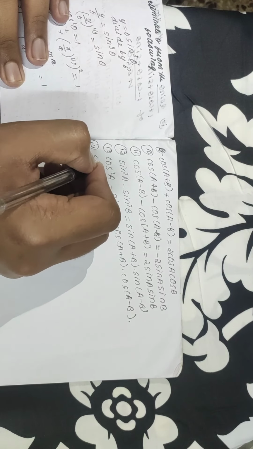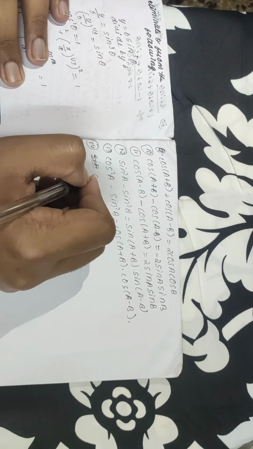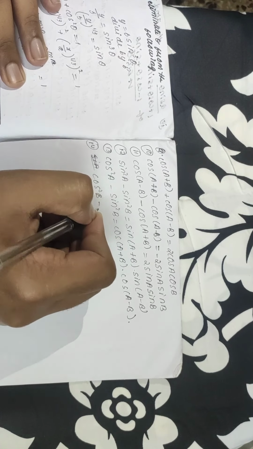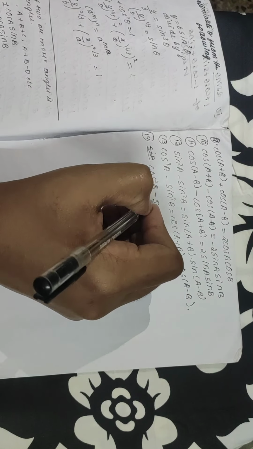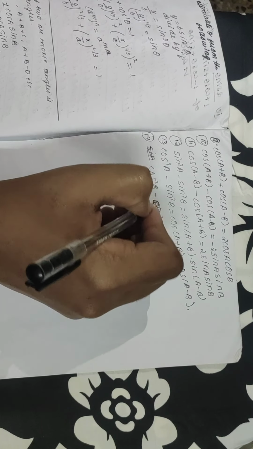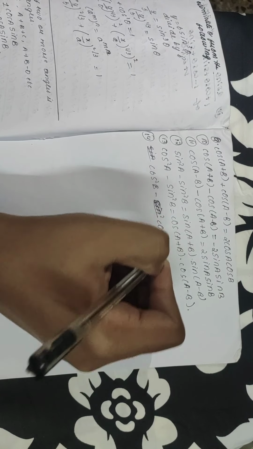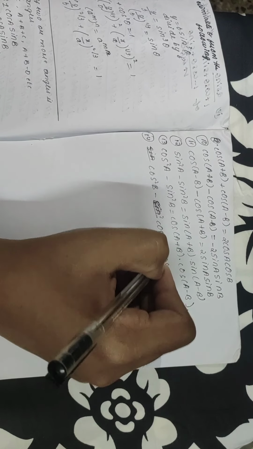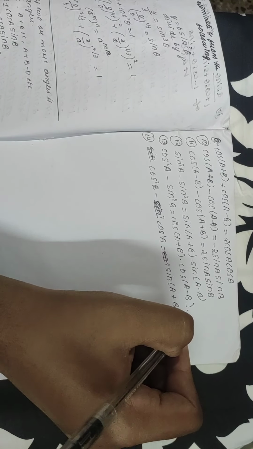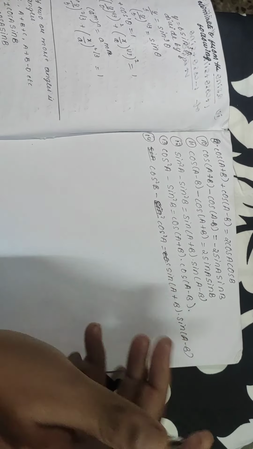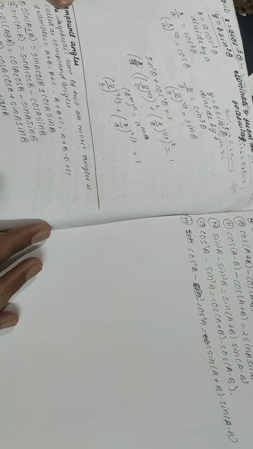14th one, cos square b minus cos square a is equals to sine of a plus b into sine of a minus b. The above 14 formulas are very important formulas. If you understand these formulas, you can solve the exercise problems of the next coming exercises.